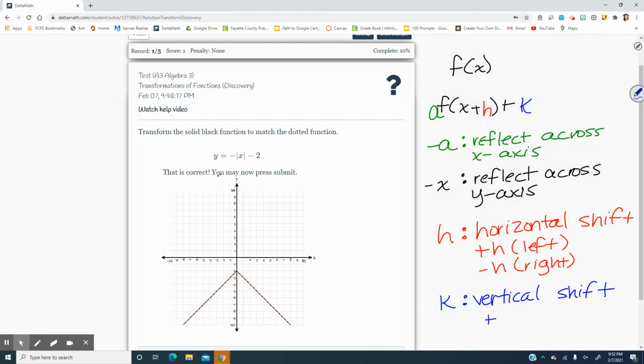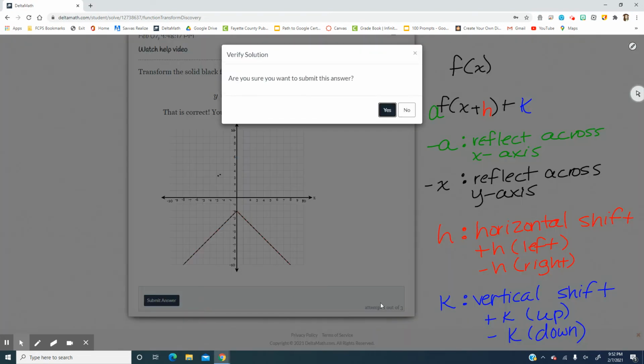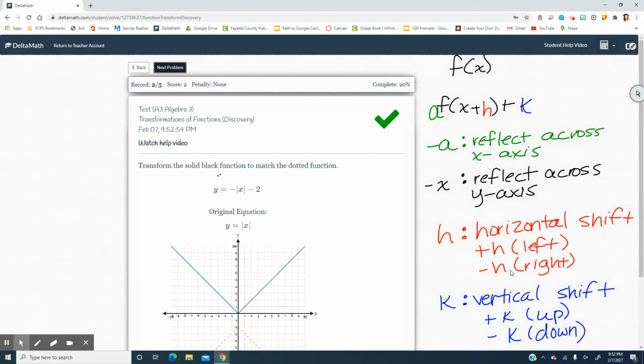Okay, so a positive K is a shift up. Negative K is a shift down. And then once you have the two graphs to match, it says you're correct. You may now press submit. So I will go press submit, and I'll have my answer.